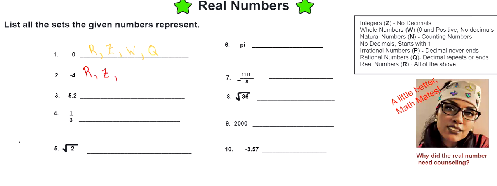Is it a natural number? Nope, natural numbers are counting numbers. We start counting with 1. But because it is an integer, it is rational. And the letter for rational is Q. So there we got it.